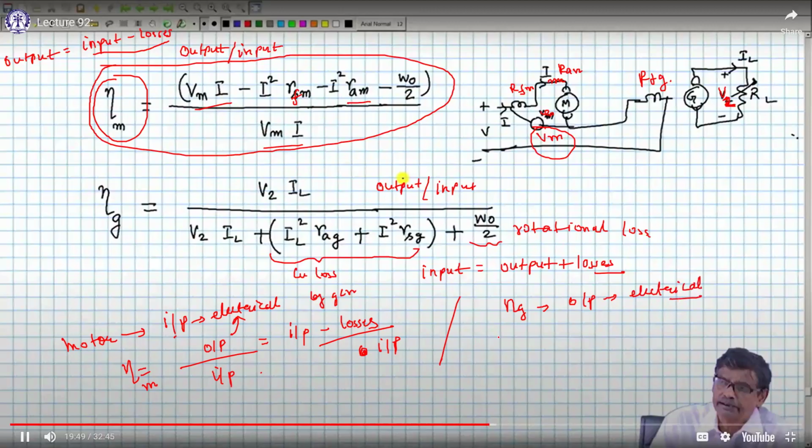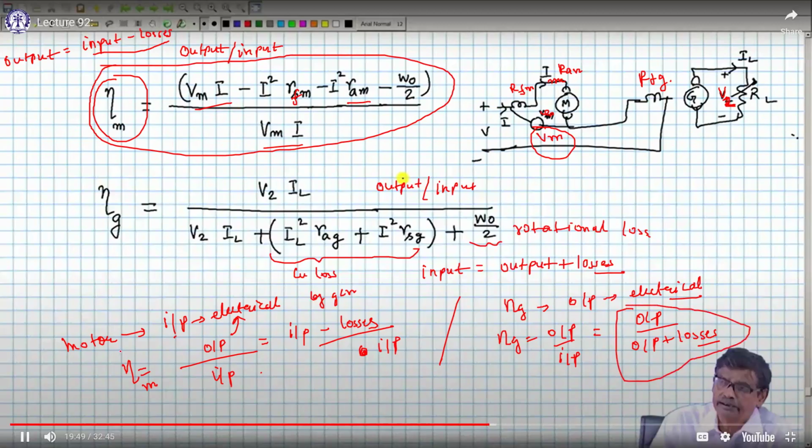Okay, so efficiency of generator is output by input. Now output is electrical, so we let it be. Now input we write it as output plus losses. Okay, this is generally what we do. For efficiency of generator, because output is electrical, we express it in terms of output quantity.